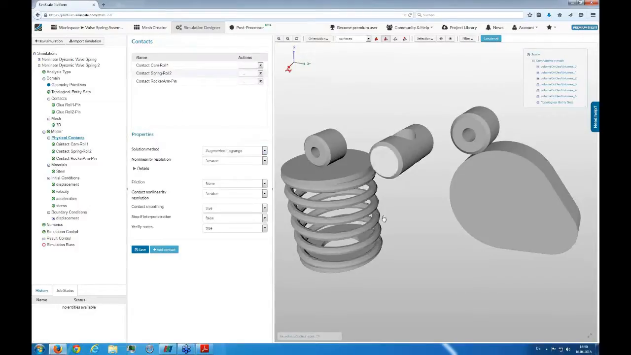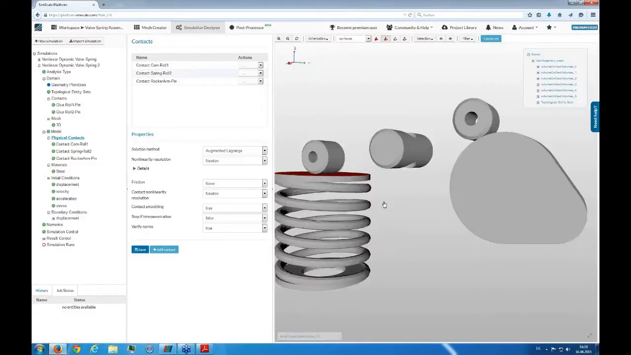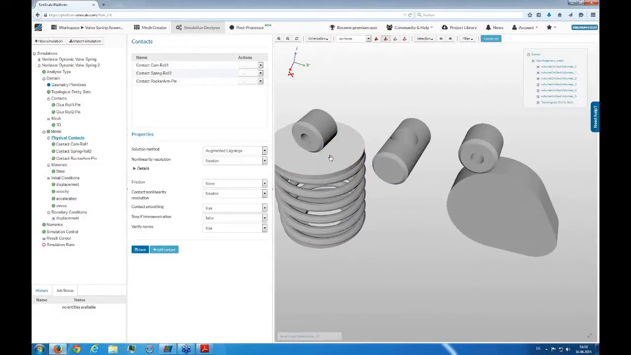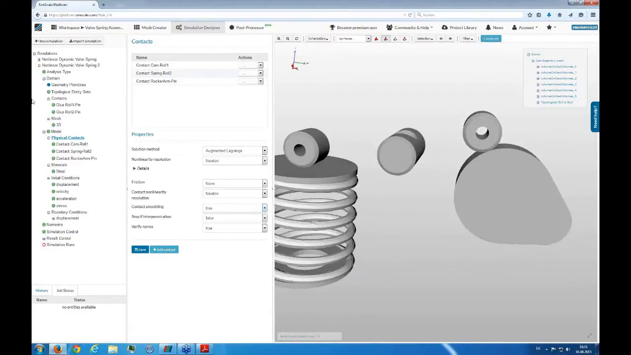Then we go to the physical contact. Physical contacts are really the highly demanding ones, where the two parts can separate and come into contact again with each other. Here we also have a lot of settings which you can play around with, but you don't have to. Normally the initial settings are okay.